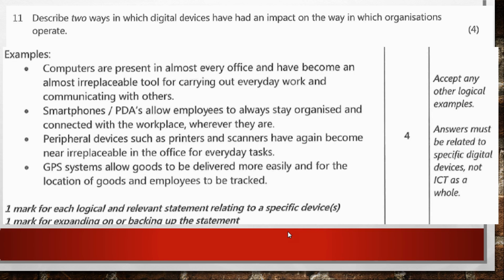Okay, so we've got digital devices. Computers are irreplaceable. We're communicating, doing work, doing accounts, email, running the websites. You've got smartphones and all the apps on there to stay organised and connected. You've got printers and scanners. These are all digital devices. You've got GPS systems that allow for tracking, and there's loads of things. If you really think about all those digital devices, what benefit they would have to an organisation. It might be something we talk a bit more about in the revision.